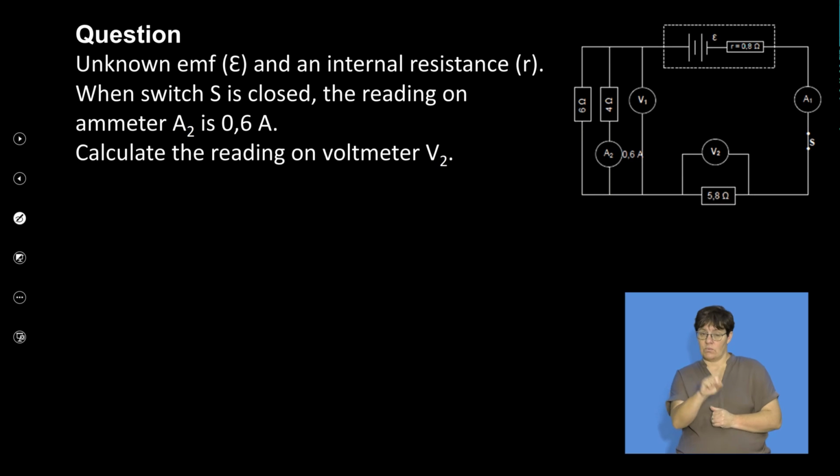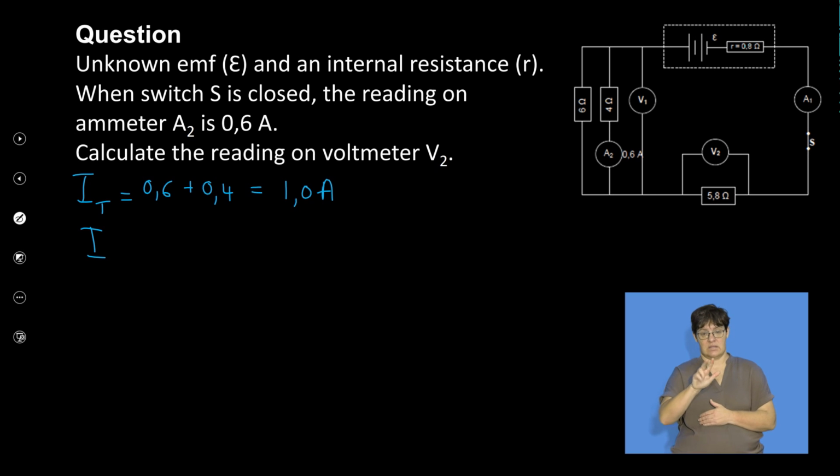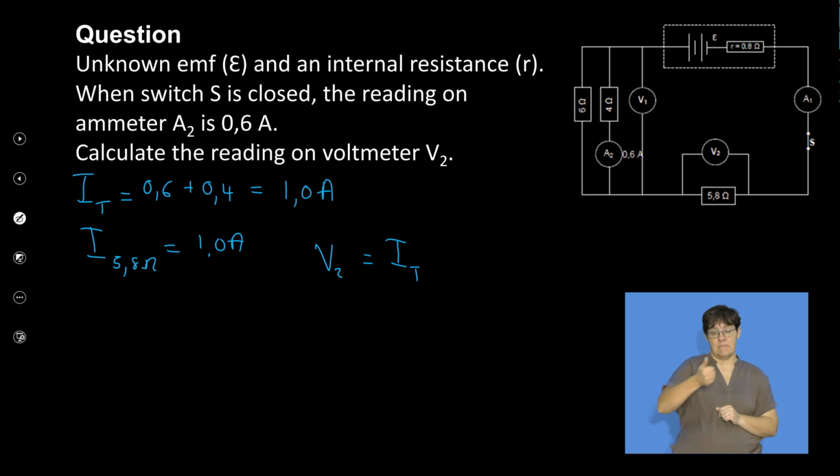Right. Now, the total current in the circuit is equal to 0,6 plus 0,4. This gives us 1,0 amperes, right? So that's the current through the 5.8 ohm resistor, which is equal to 1,0 amperes. Now the question wants us to determine V2, right? If we have an idea of how much current passes through that, we can say V2 is equal to the main current in the circuit, because the 5.8 is in series with the battery, multiplied by its own resistance. It will give us the magnitude of V2.